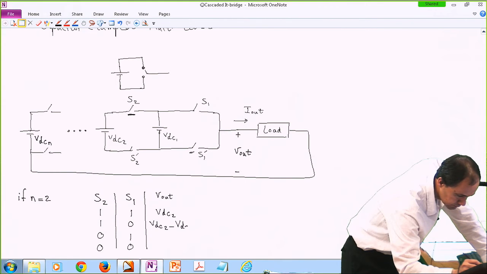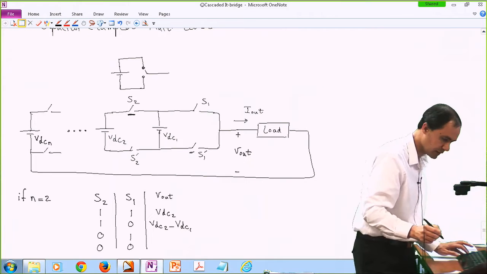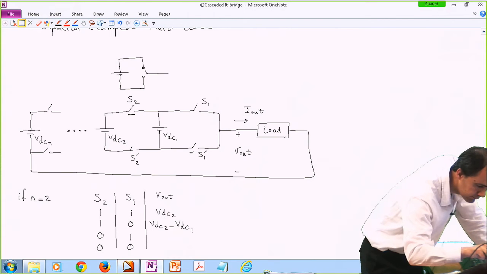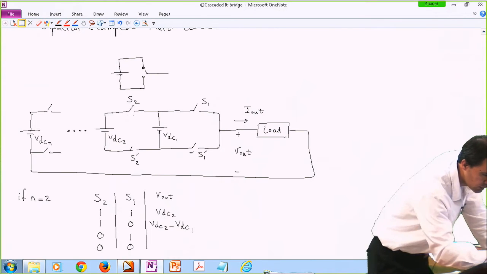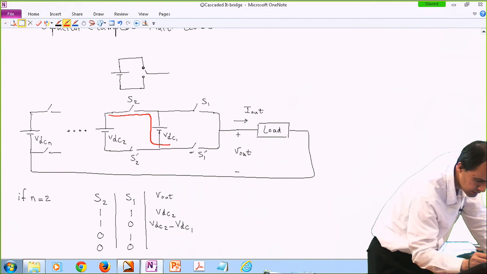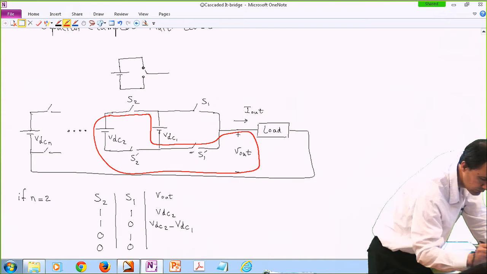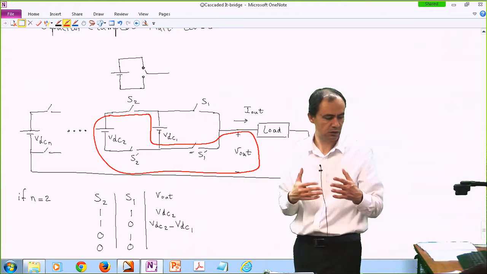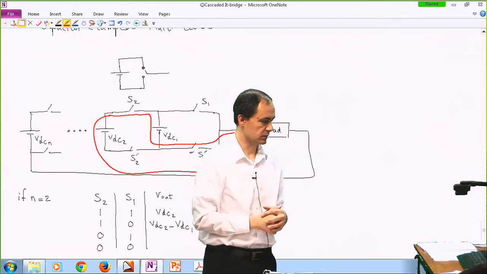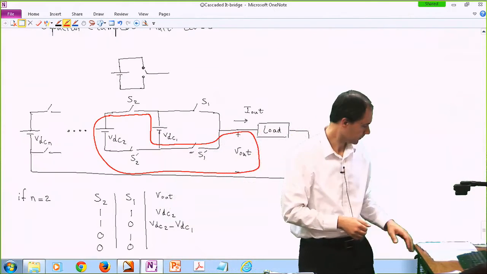Okay, so the way it's working is, let me highlight in red. VDC1. So technically our loop is, this is on, this is on. So this is our loop. If you see, it's like VDC1 is flipped and is added to the top of VDC2. So we have VDC2 minus VDC1 applied to the output.